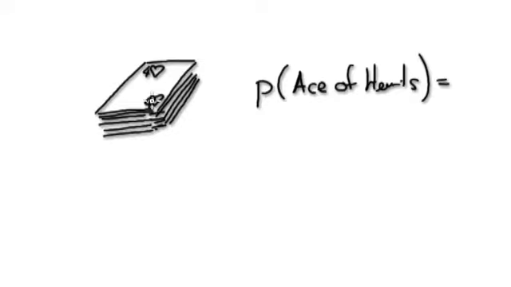Okay. Here's another example. Let's say you've got a packet of cards. The probability of you getting the ace of hearts. Well, there are 52 cards in a pack, and there's only one card that you're interested in. So the probability of you getting that one specific card is 1/52.